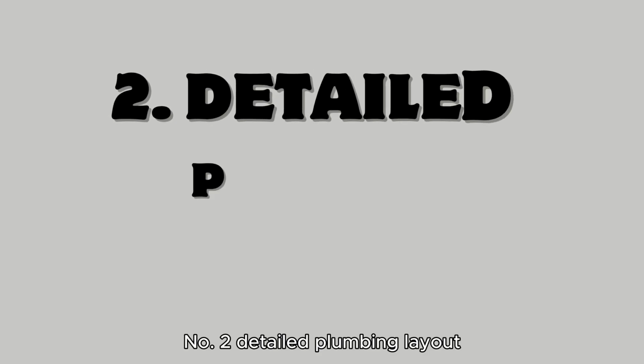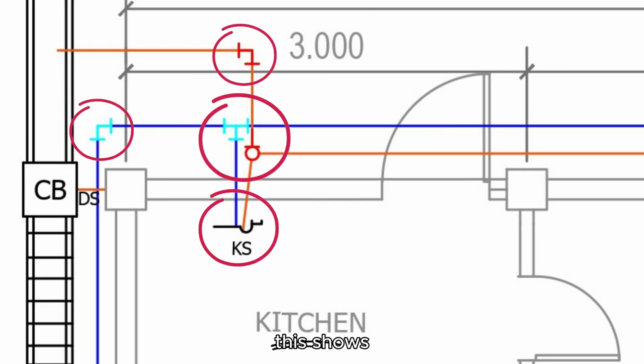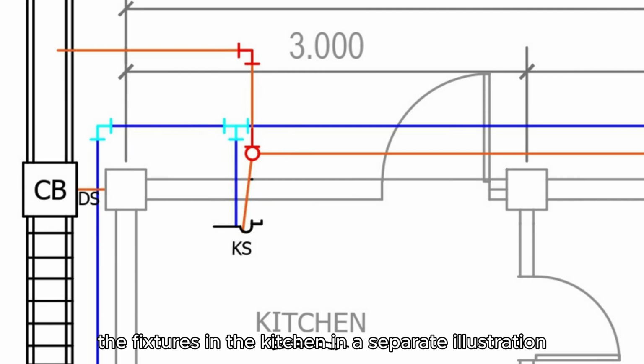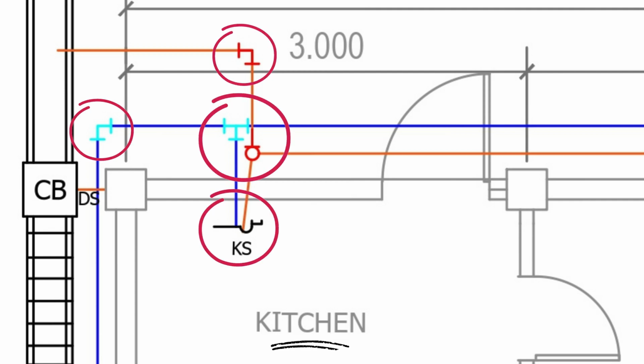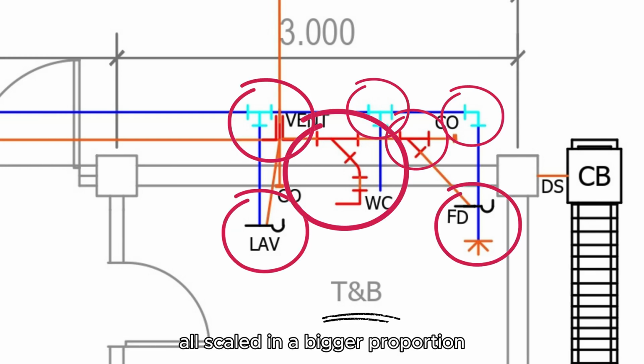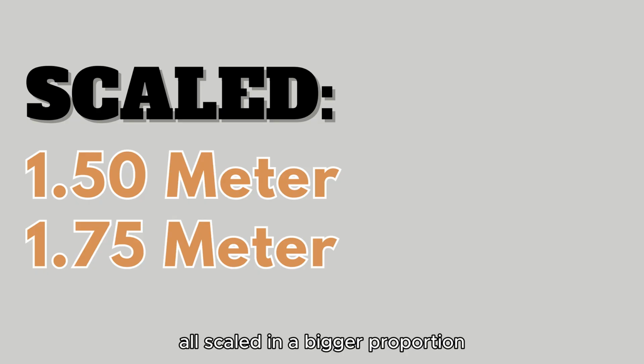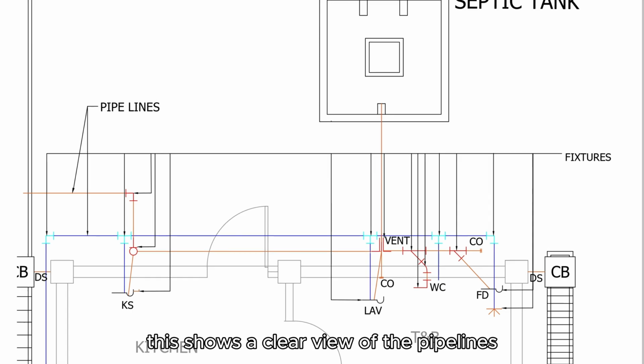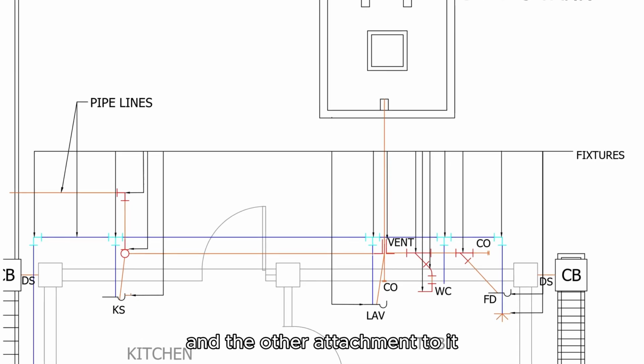Number 2, detailed plumbing layout. This shows the fixtures in the kitchen in a separate illustration and the fixtures in the toilet in a separate space, all scaled in a bigger proportion like 1:50 or 1:75 meter. This shows a clear view of the pipelines and the other attachments to it.